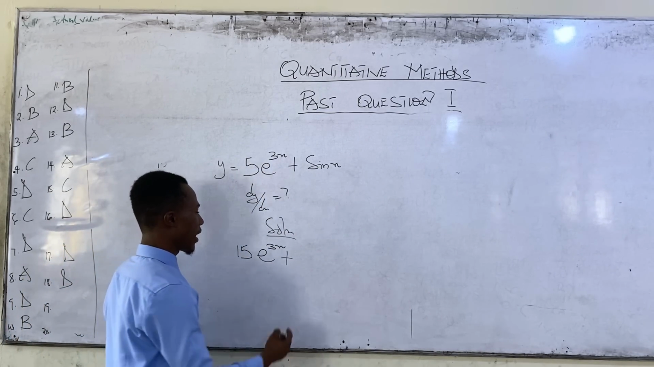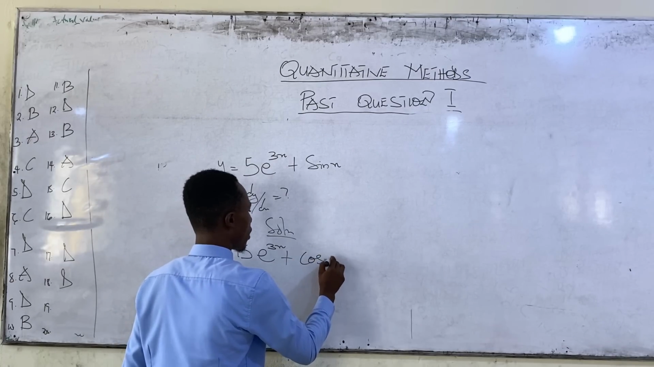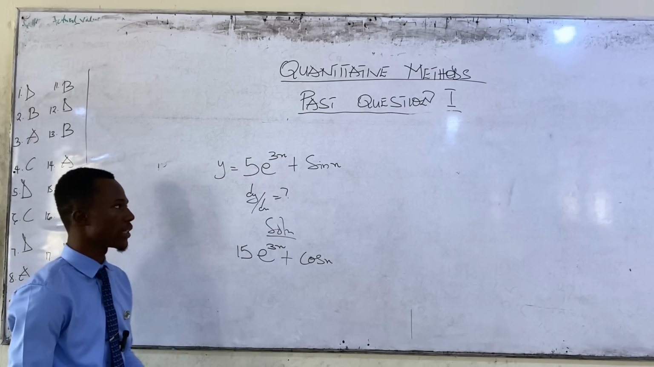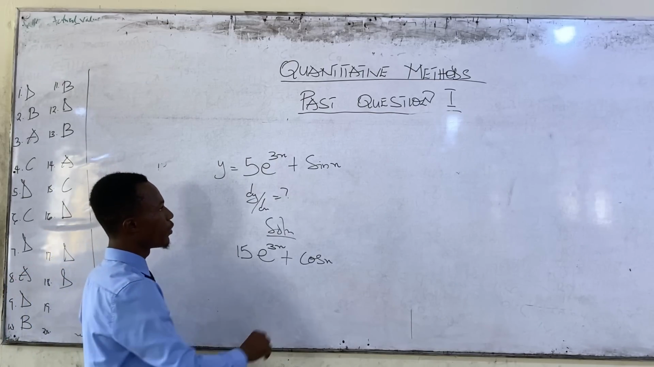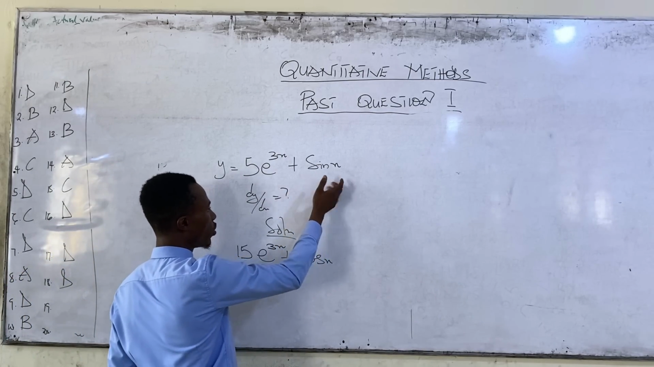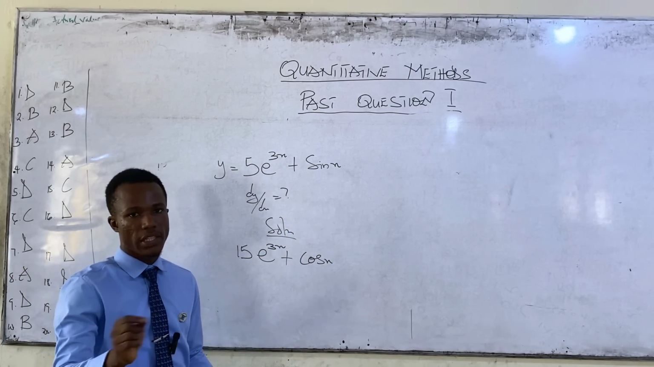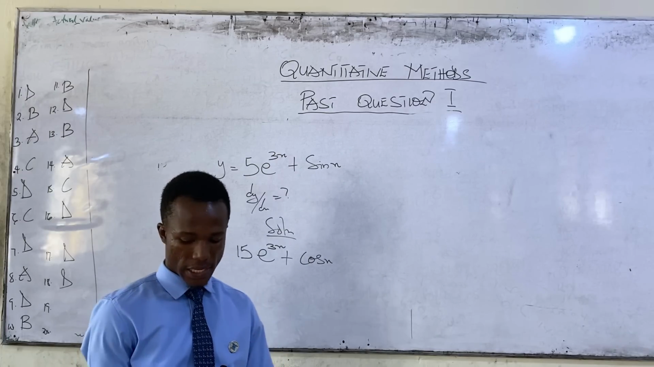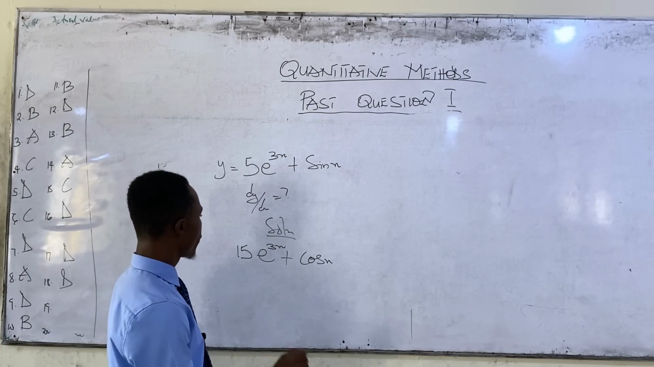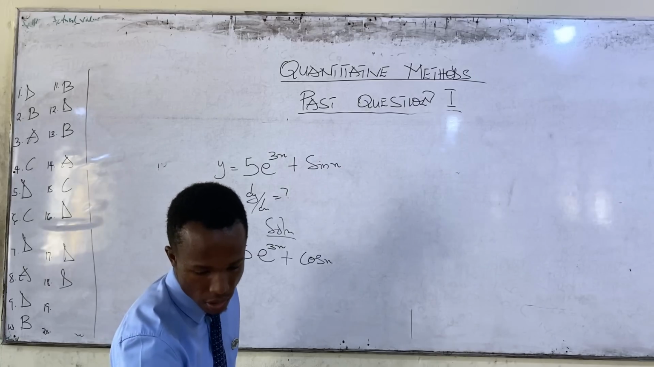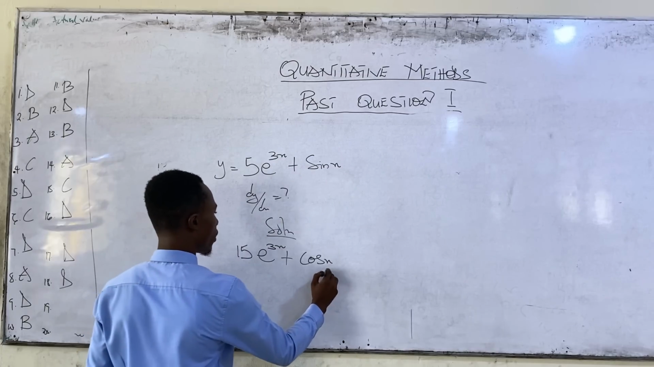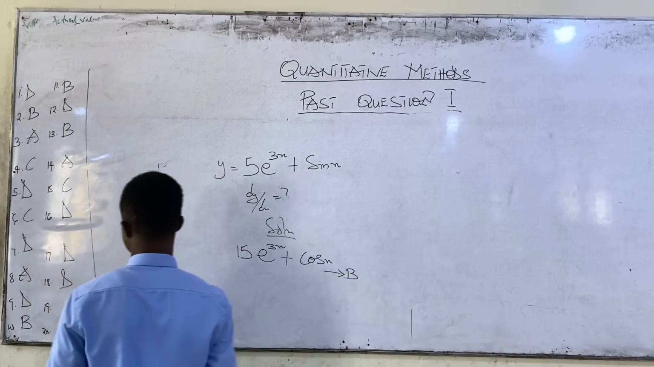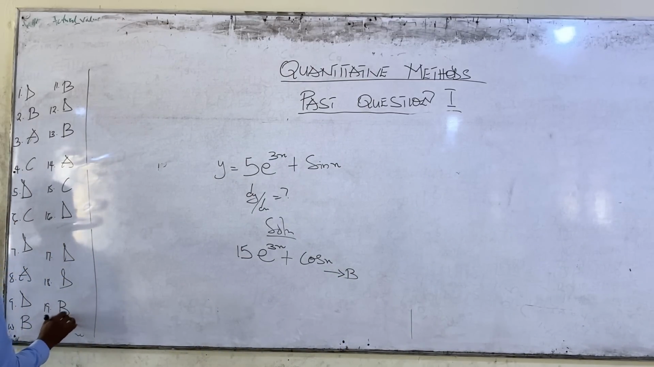When you differentiate sine x, you get cos x. Nothing will happen to cos x if it is positive; you get positive cos x. But if it was supposed to be cos x and you change it to sine x, that is where it will become negative sine x. And so you are going to get 15e exponent 3x plus cos x. So that is option B. So question 19 is option B.